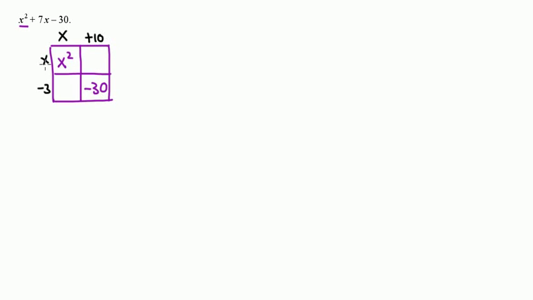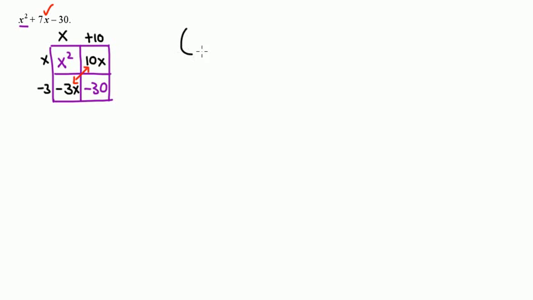So plus 10 multiplied by x gives me 10x. X multiplied by minus 3 gives me minus 3x. So the two that I need to check are the middle two here, these diagonals. So 10x minus 3x does give us 7x, so I know I've factorized correctly. So my factors are going to be x plus 10 and x minus 3.